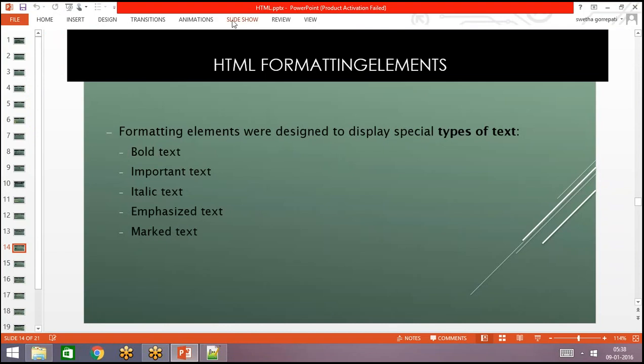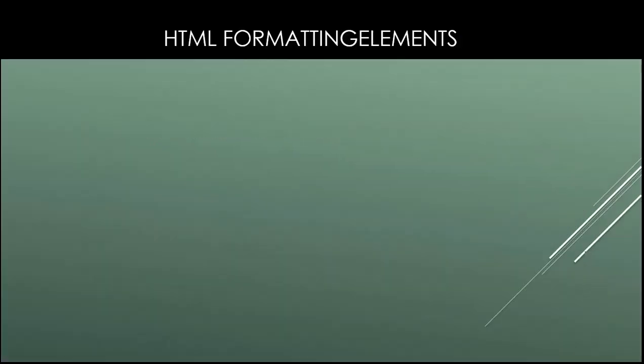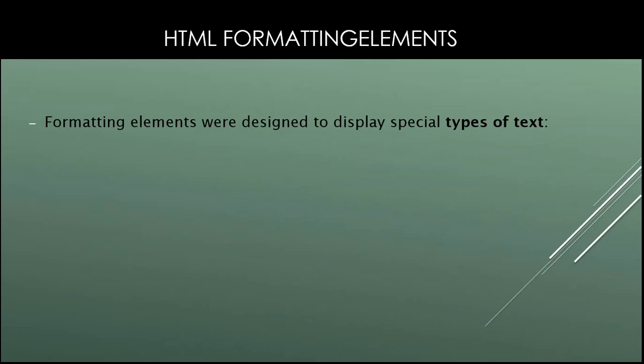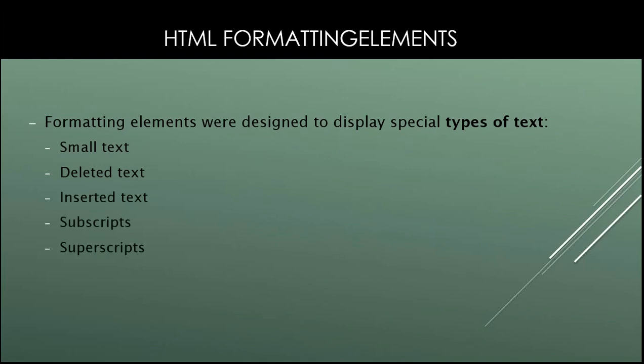And let us see text formatting elements in HTML. The text formatting elements in HTML are generally designed to display special types of text. There are different types of text we can display in HTML. We can display bold text, important text, italic, emphasized, marked text, small text, deleted text, inserted text, and subscripts and superscripts. So these are the different types of text we can show on the web page using the HTML formatting elements.